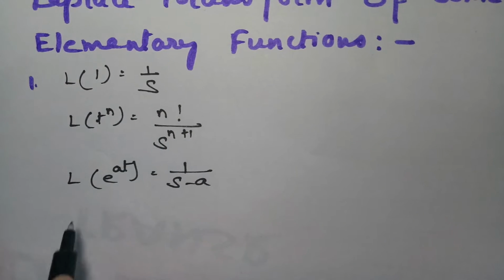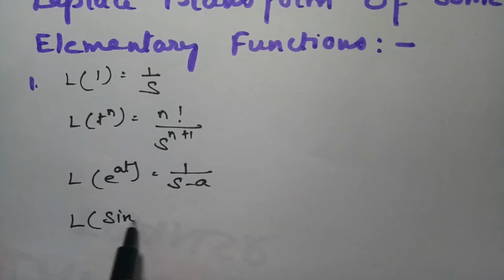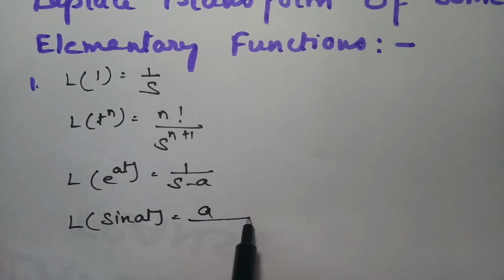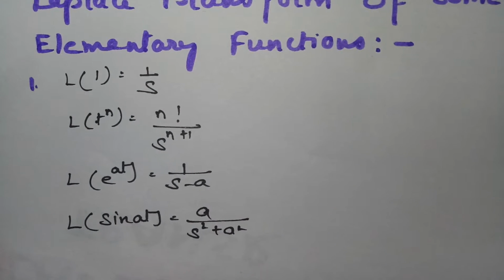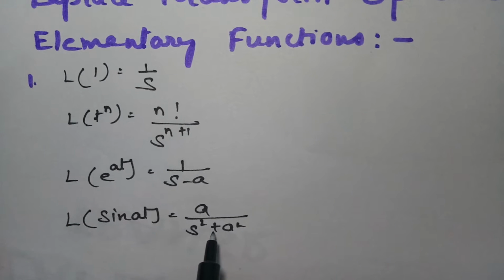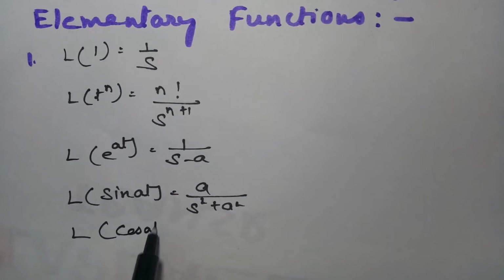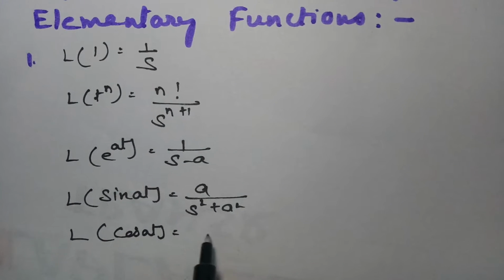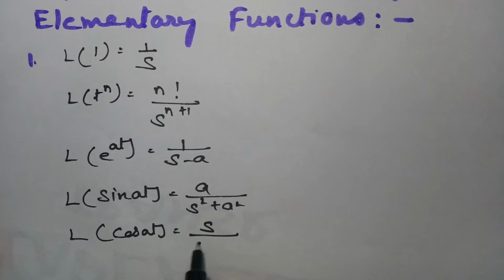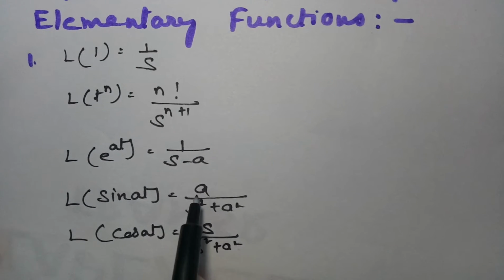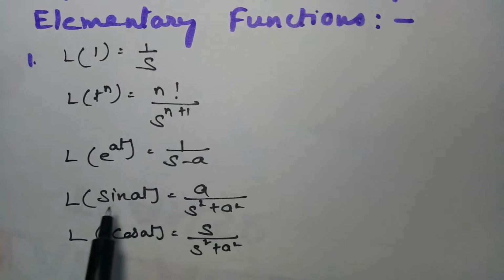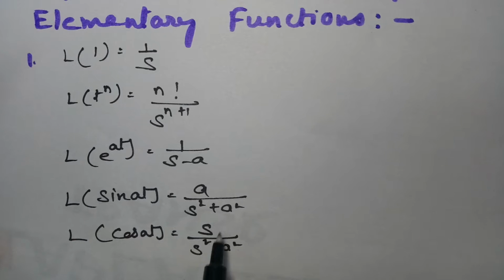And if you see, Laplace transformation of sin at is equal to a by s square plus a square. If it's a trigonometric function, it will be plus. Then similarly, Laplace transformation of cos at is equal to, for cos you remember s will come in the numerator, and again s square plus a square. If you see these two trigonometric equations, for sine a will come in front and for cos s will come in the numerator, and both have s square plus a square common, and plus for trigonometric functions.